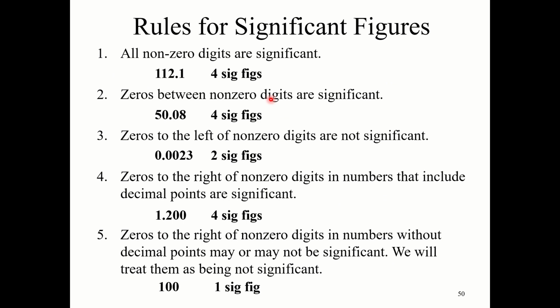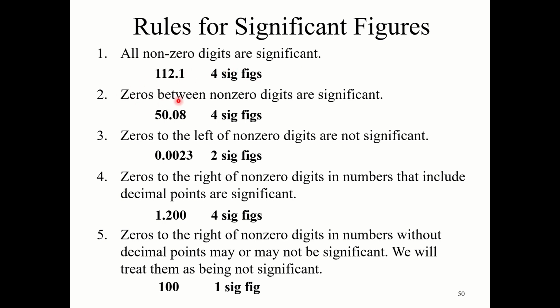So let's break this into categories. The 5 rules for significant figures. The first one, the easiest: all non-zero digits are significant no matter what. So 112.1, this number has 4 non-zero digits. This number has 4 sig figs.